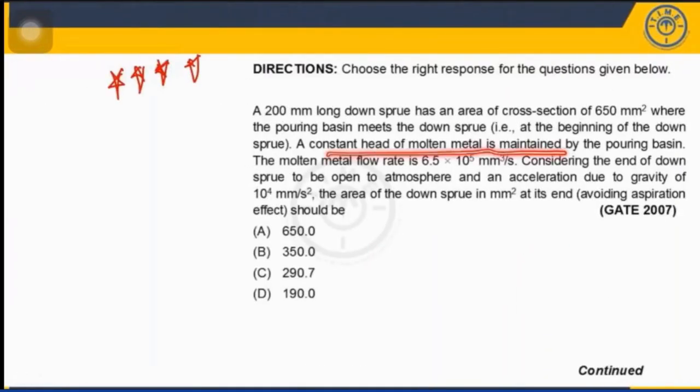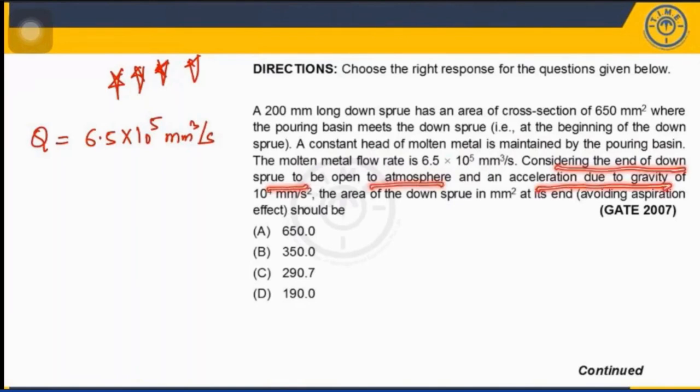So a constant head of molten metal is maintained by the pouring basin. The molten metal flow rate is given. Let us suppose the flow rate I am denoting with Q is 6.5 into 10 to the power of 5 millimeter cube per second. Now, consider the downsprue to be open to atmosphere, with acceleration due to gravity. That's why I told you if nothing is mentioned, you have to consider 9.81. But here it is clearly mentioned the acceleration due to gravity is 10 meter per second square, or we can say 10 to the power of 4 millimeter per second square. So again, I am considering the g value as 10 to the power of 4 millimeter per second square.